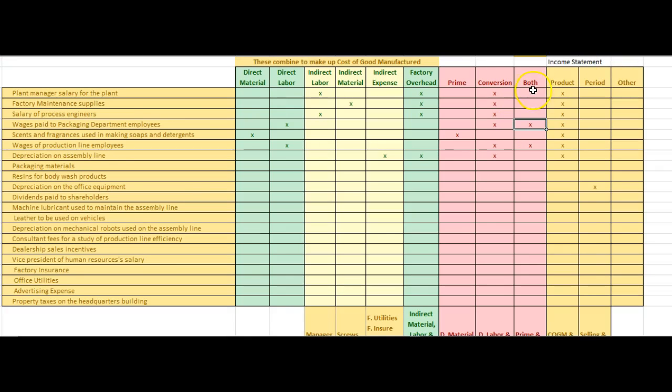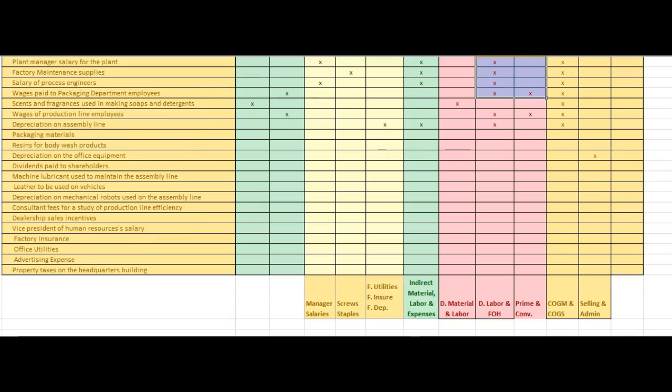And why this becomes so important is because when we get into next week's work, we're going to be looking at conversion costs. So keep that in mind. There's some down here, property taxes for the headquarters. Well, that is actually an admin cost. This has nothing to do with any of these costs in here. So it's just going to be a selling and administrative cost.